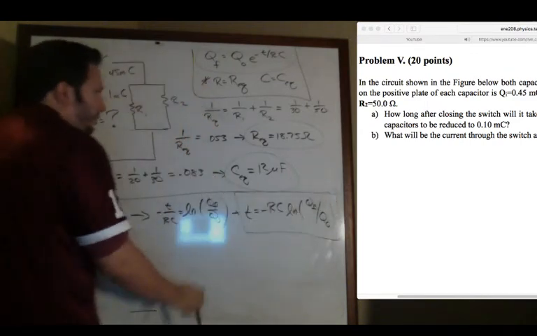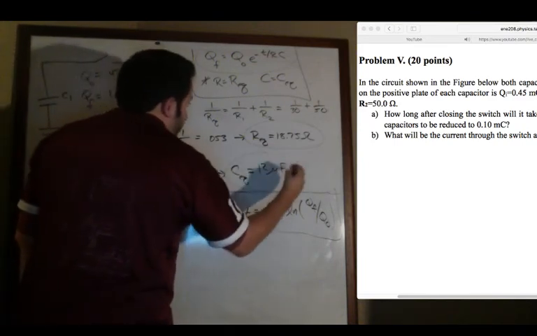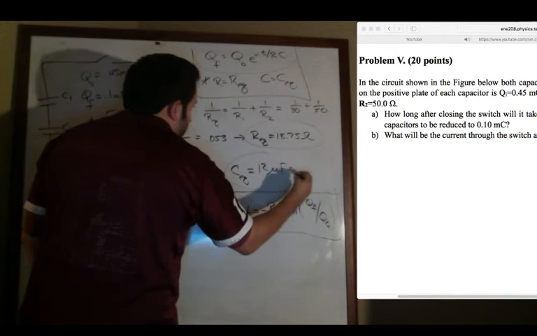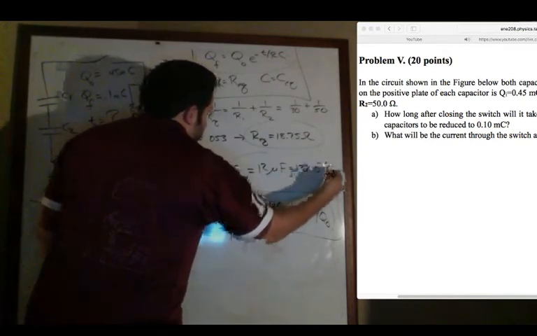Just plug it in. For R use 18.75. For C, it's in microfarads, so make sure you do 12 times 10 to the negative 6 farads.